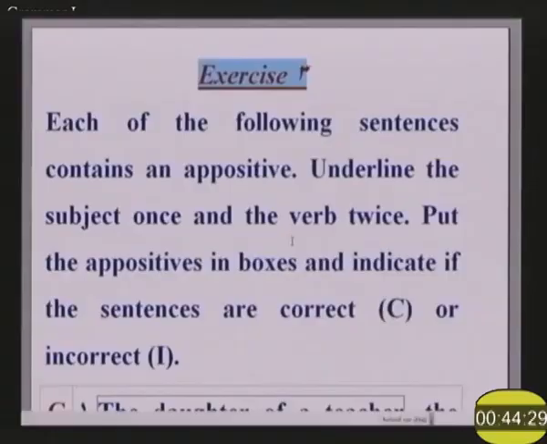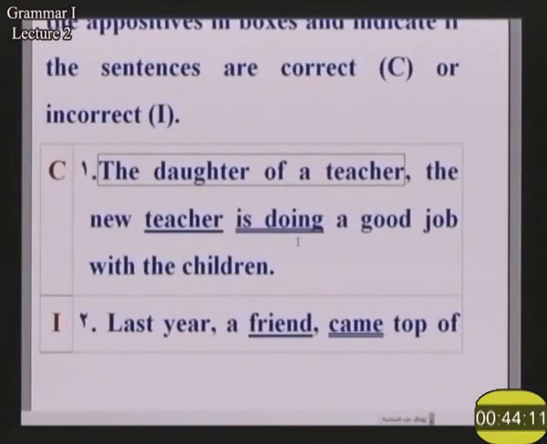Each of the following sentences contains an appositive. Underline the subject once and the verb twice. Put the appositives in boxes and indicate if the sentences are correct, C, or incorrect, I. طيب نشوف أول اثنين which are done for you.